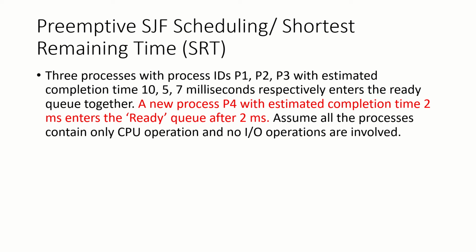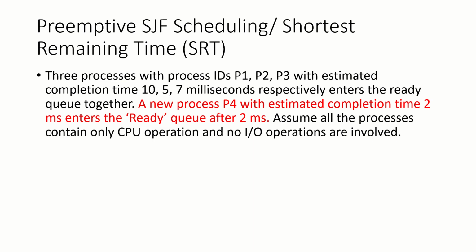Now, here also two things we have to consider. Three processes. So the name is preemptive SJF scheduling, shortest remaining time. Here we are doing the problem considering the shortest job first only, but preemption is there. Now, three processes with process IDs P1, P2, P3 with estimated completion time 10 milliseconds, 5 milliseconds, 7 milliseconds respectively enter the ready queue together.